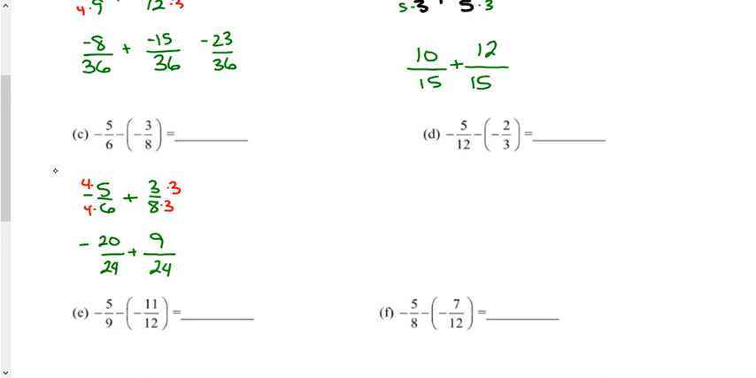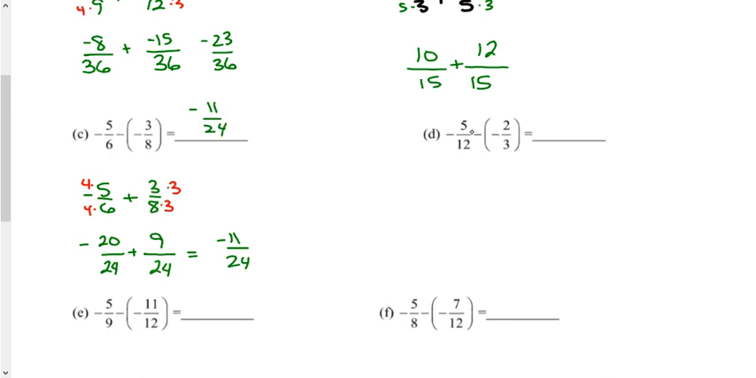Now I've gotta go back and revisit this. Keep in mind this is a negative sign. I hope you didn't get confused and think that's like the division sign there, the fraction sign. That's a negative. So negative 20/24 plus 9/24. The larger of the numbers is negative, and that's going to make my answer also be negative. Negative 11/24.